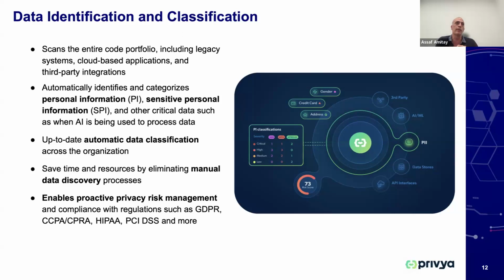Based on the scanning, we are automatically identifying and categorizing the information. What can we find in the scanning? PII, sensitive information, but not just that. Third parties, integrations, number one. Very hot topic these days, we can identify the usage or the presence of AI or ML models. Uzi will touch bases on that over the next slide. PII, I've mentioned before, we can map the connected data stores and the API interfaces. Again, all of that, you're getting from a few minutes scan, which is completely non-intrusive.